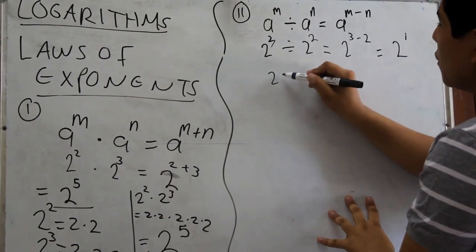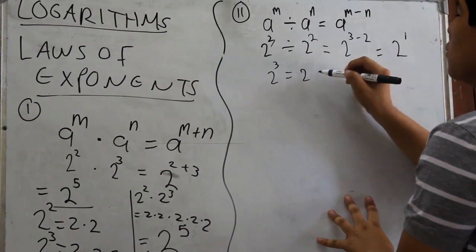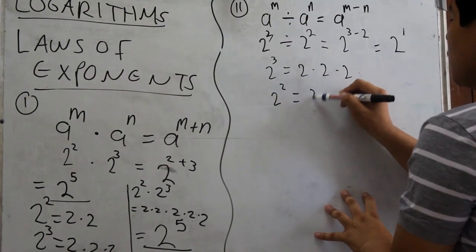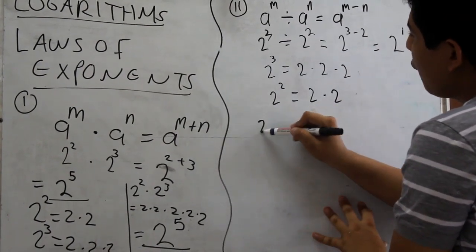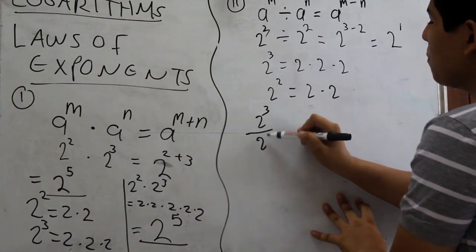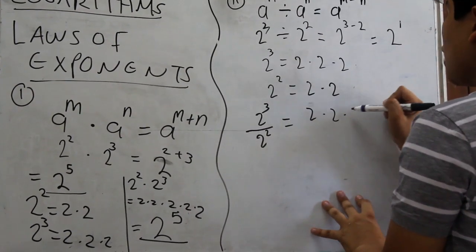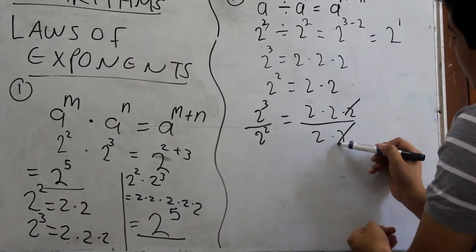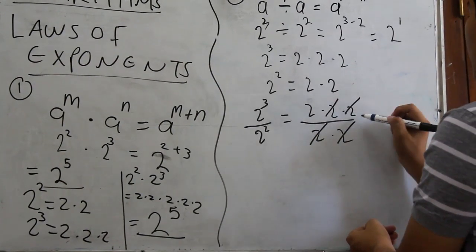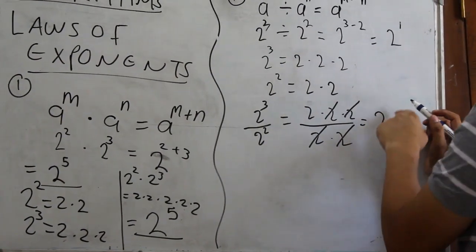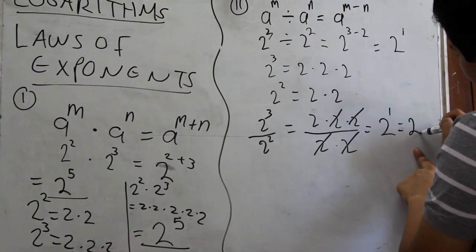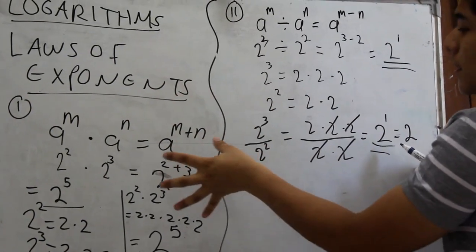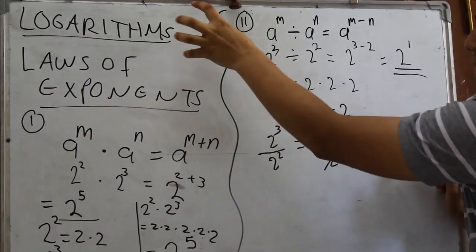If I have 2^3, it's the same as saying 2 times 2 times 2. If I have 2^2, it's the same as saying 2 times 2. And if I have 2^3 divided by 2^2, it's the same as saying 2 times 2 times 2 over 2 times 2. If you see here, this may cancel with this and this one may cancel with this. I remain with 2. But remember that 2^1 is equal to 2. So if you see, guys, I have got the same answer here. So please, these things should be on mind in order to understand logarithms.